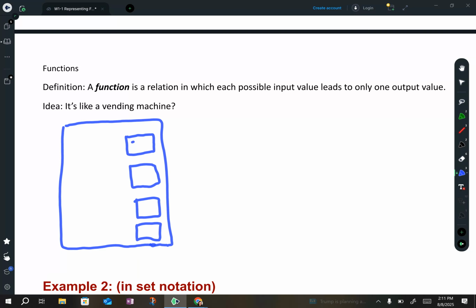So maybe we have Coke, maybe we have like 7-Up, is that still a thing? And maybe we have water, and maybe we have 2 for water. Functions, inputs are the buttons, so the domain is the buttons, and the range is the drinks that come out.